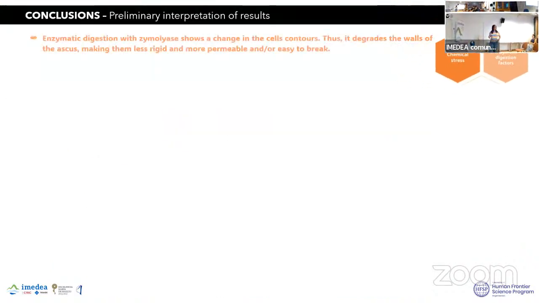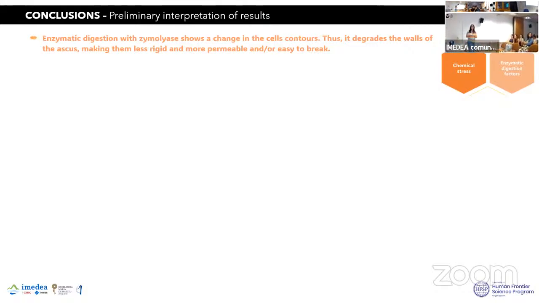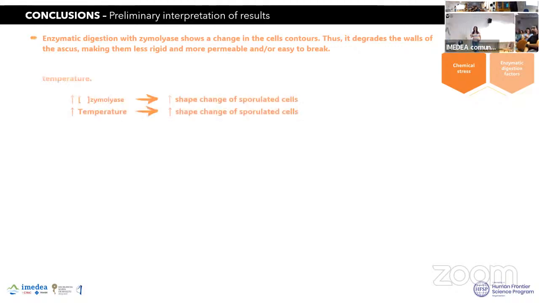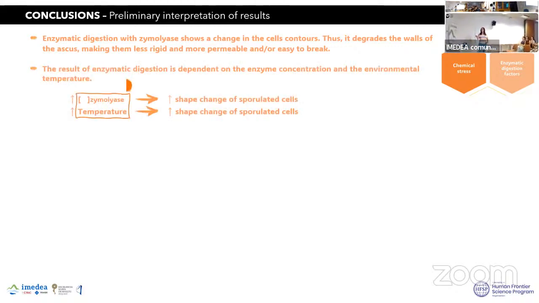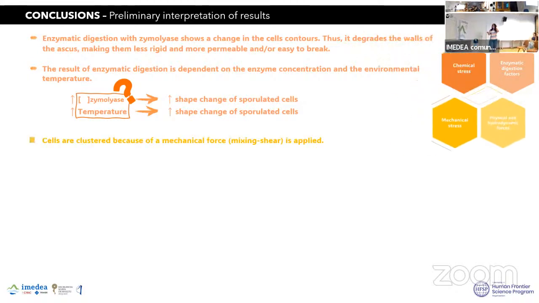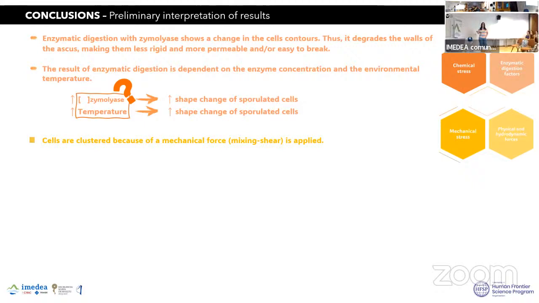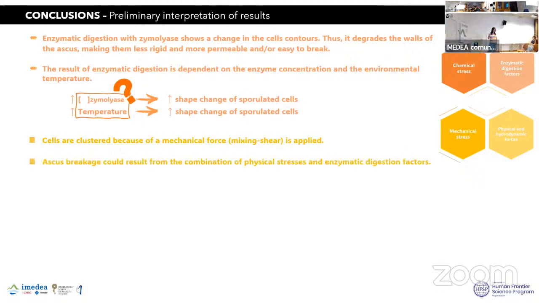I think that's all. The conclusions are that for now we can see that with the enzymatic digestion, the shape of the cells changed. Okay, of course, it also enhances and favors breaking the ascus. We need to know, of course, which are the best conditions to do that, the combinations. We need to work more on it. And then we also know that the cells are clustered by mechanical force, and the ascus breakage, of course, could be from a combination of the chemical factors and the physical factors.